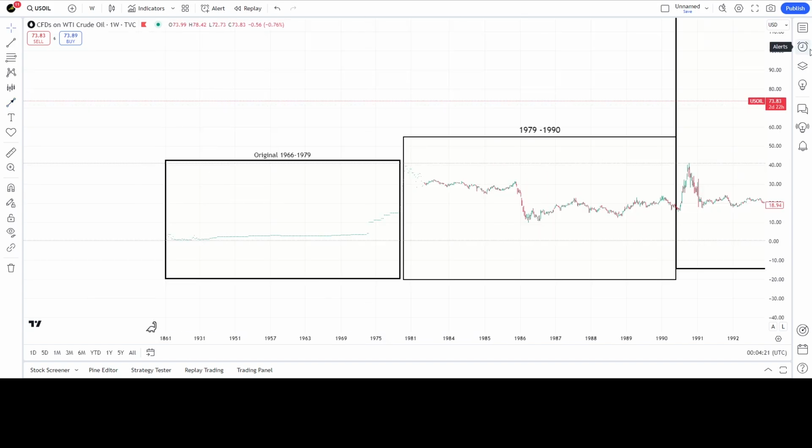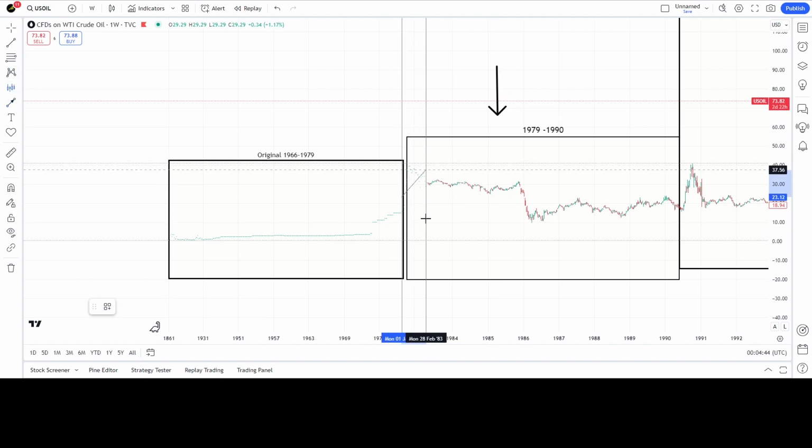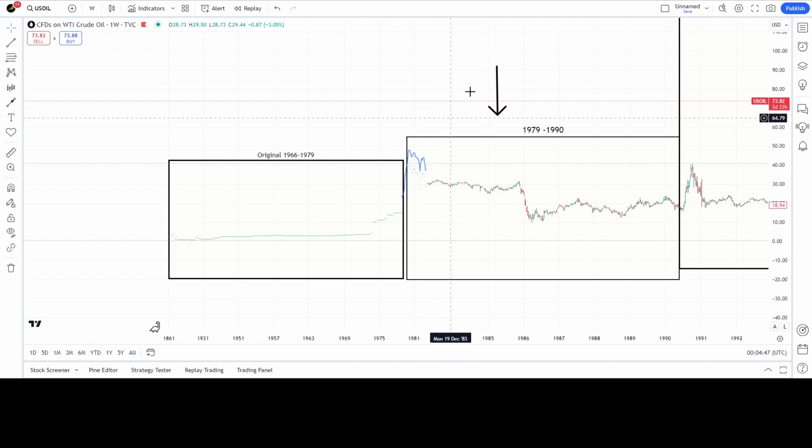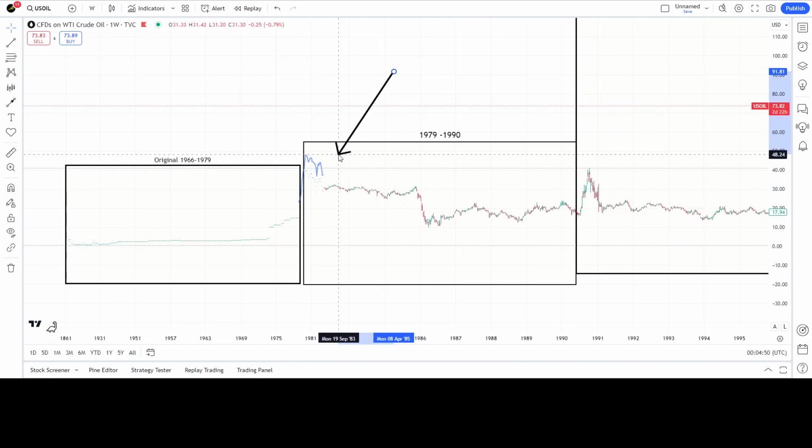So to begin with, I'd like to start not with the original structure just because it's so difficult to read, but instead with this structure right here from 1979 to 1990. And what I'm going to do to make it easier to read is I'm going to copy this part right here so it's a little clearer. So now that we see what this does over here, more easily at least, let's dive in.